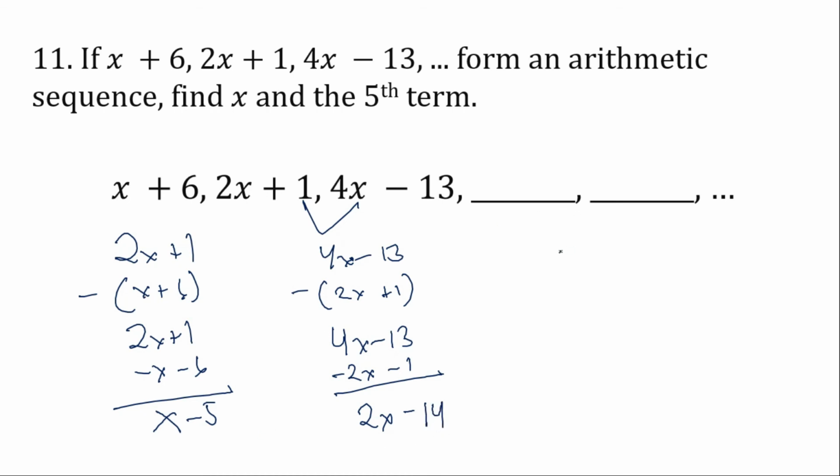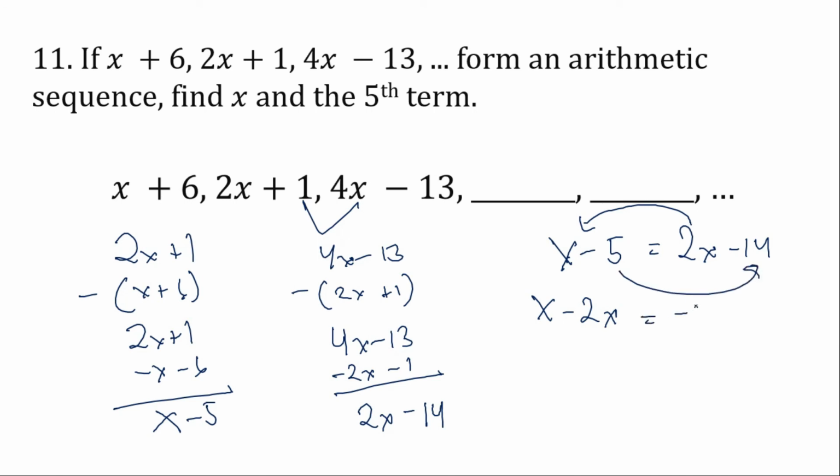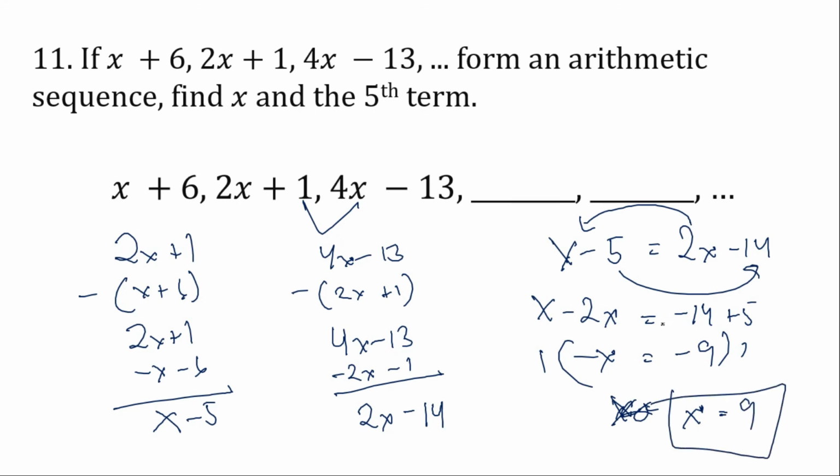So these two are equal. x minus 5 is equal to 2x minus 14. So let's transpose 2x on the other side. So x minus 2x, negative 5 on the other side, negative 14 plus 5. Negative x is equal to negative 9. Multiply by negative 1 both sides. x is equal to 9. That's the value of our x.